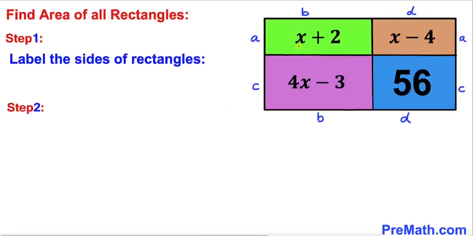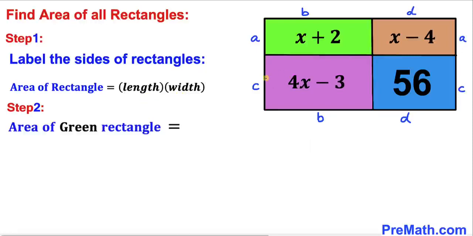And here's our next step. Let's go ahead and calculate the area of these individual rectangles. And here's the area of a rectangle formula. Area equals length times width. And now let's calculate the area of this green rectangle. Our dimensions are A and B. So by using this formula, it's going to be A times B. We know that our area has been given in terms of x plus 2. Therefore, I can equate them. I can write AB equal to x plus 2.